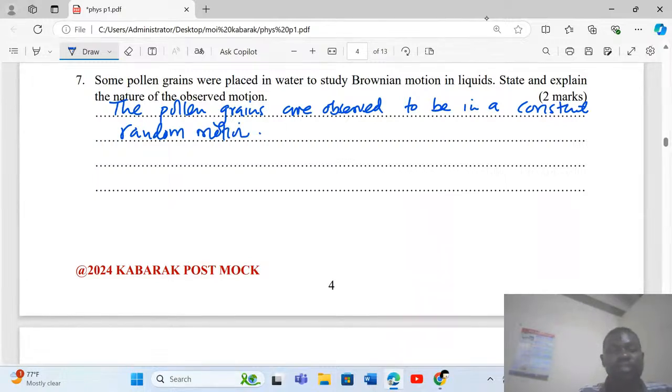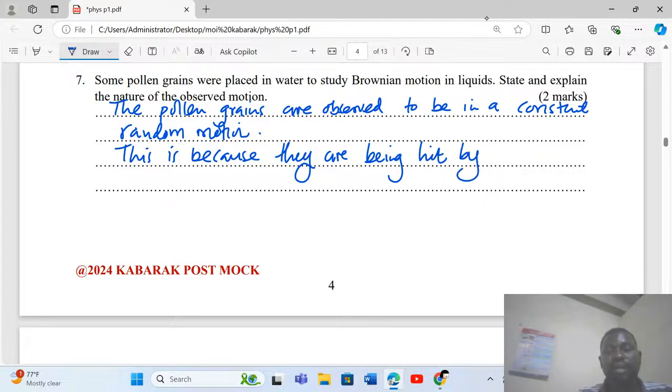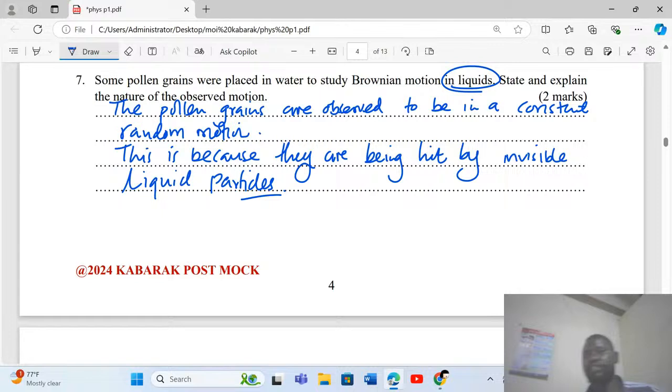And why is it? This is because they are being hit by invisible liquid particles. Can proceed to the next part.